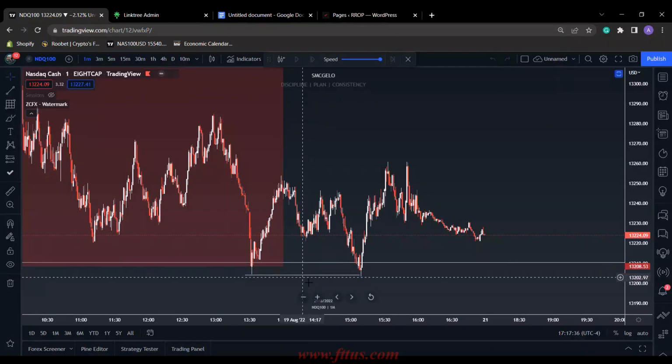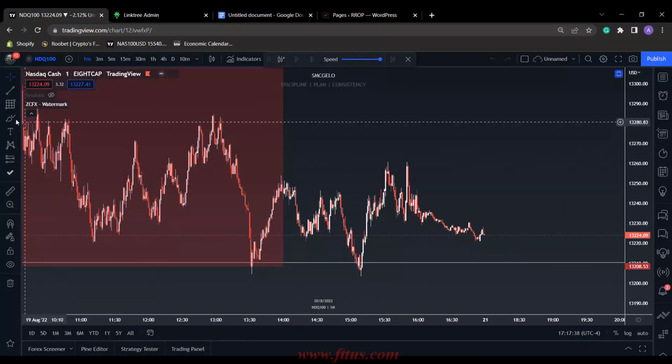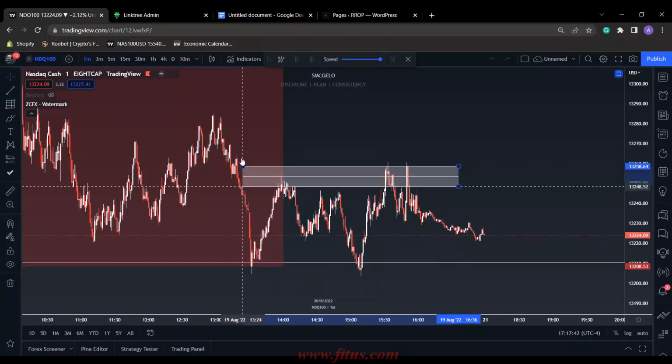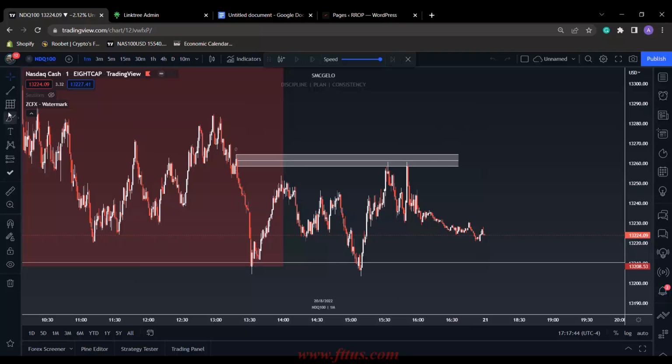What did we have right here? Well, what do I see right off the bat? I see the supply zone. Okay, we had a little trend line break. This is also an entry model that I'll be going over in the entry section. This is a good entry model. Okay, we have a channel going up and it breaks.